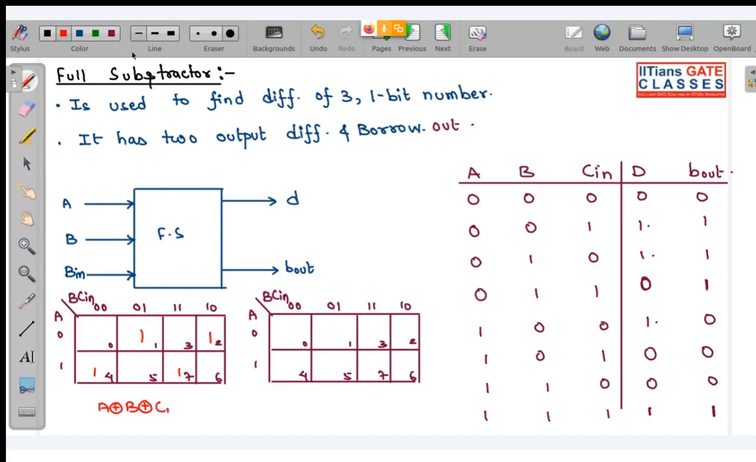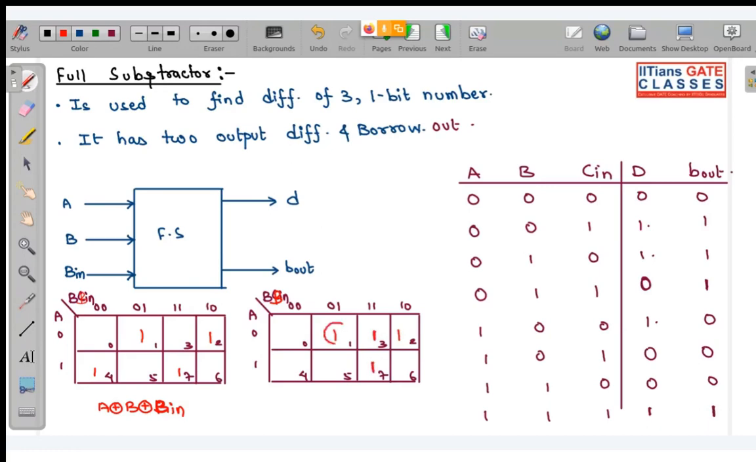Sorry, I have written C in over here. So this should be B in. Okay, B in, not C in, B in. So A XOR B XOR B in. And what about the B out? So you can see this is 1, 2, 3, and this is your 7.